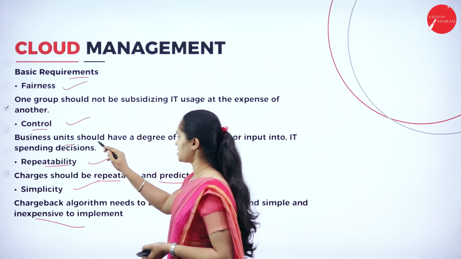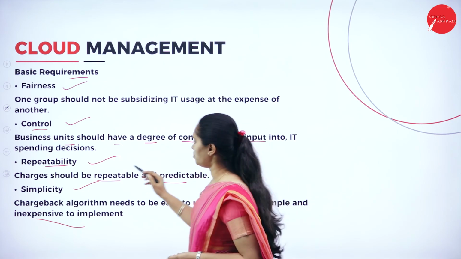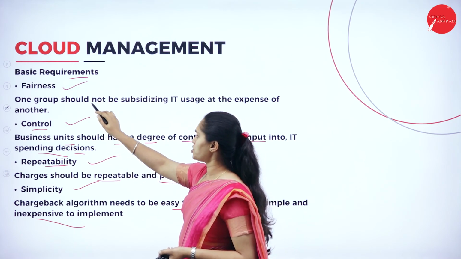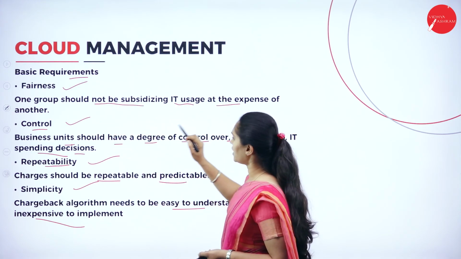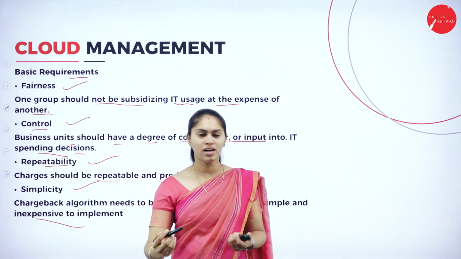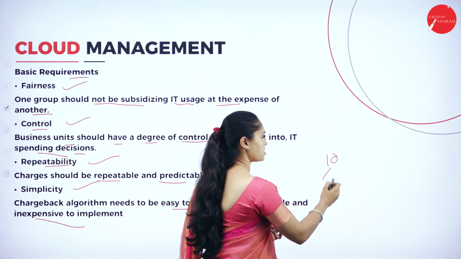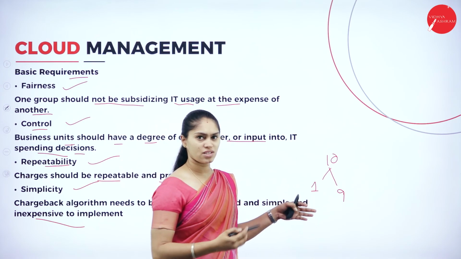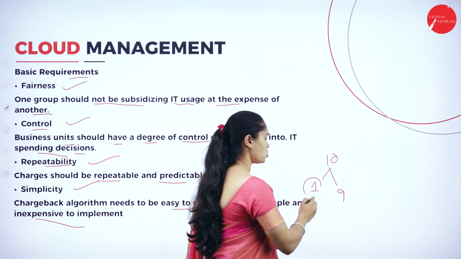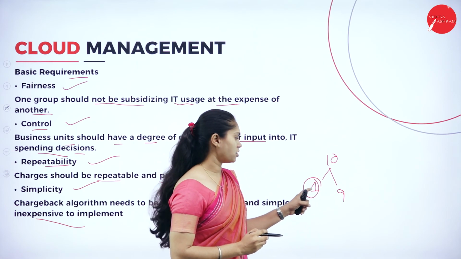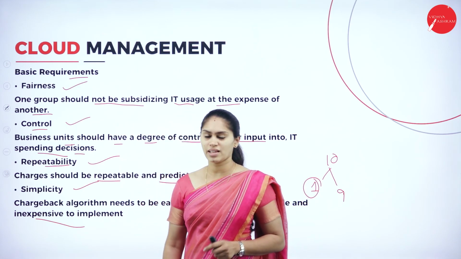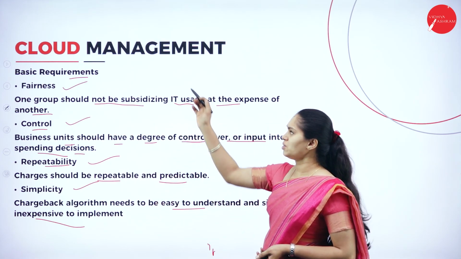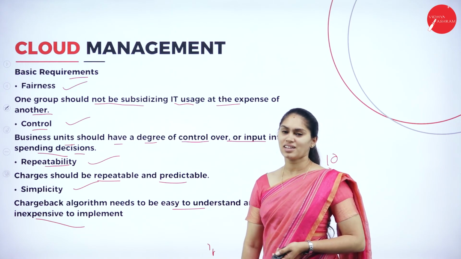And control: the business unit should have a degree of control over input into IT spending decisions. Fairness in the sense of what? One group should not be subsidizing IT usage at the expense of another. As I told, if I have 10 resources and one person is not using them while the other nine are using them extensively, the burden should not fall on that particular person who is not using the service at all. So there must be some fairness. By keeping all these things in mind, there will be a privilege to manage the cloud in an efficient manner. I hope you all understood.